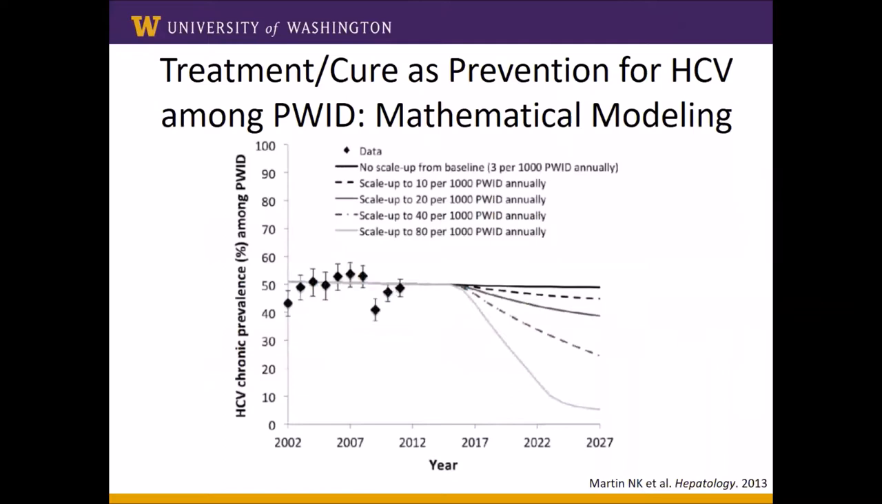So how much scale-up is needed? This slide shows data from a modeling study that looked at how differing rates of treatment among PWID would impact future prevalence. What I'd like you to appreciate is that even relatively small differences in the numbers treated, say going from 20 to 40 persons per thousand, has a fairly large impact on future prevalence. So extending treatment to even small numbers of PWID can apparently make a big difference.